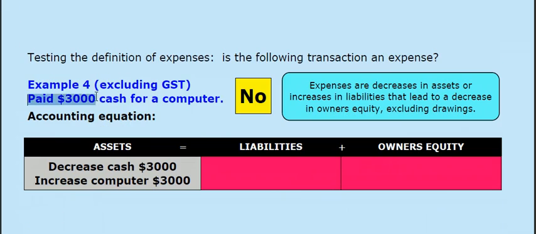Example number 4, paid $3,000 cash for a computer. Does this meet the definition of an expense? Well, there's been a decrease in an asset. Cash has gone down by $3,000 to buy the computer. But because the computer is an asset, there's been an increase in assets of $3,000. So one asset goes down $3,000, one asset goes up $3,000. There's no net change to assets, and there's certainly no impact on owner's equity. Hence, this cannot be an expense. And as we know, the computer is an asset. So the payment of cash for an asset is certainly not an expense.